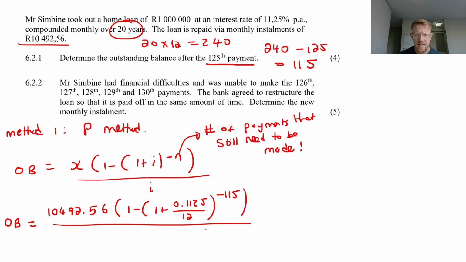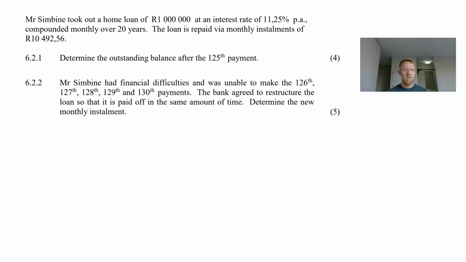Okay, and then 0.1125 over 12. Go ahead, type it all in. And if we've done this correctly, we should get an outstanding balance of 736,498.33.